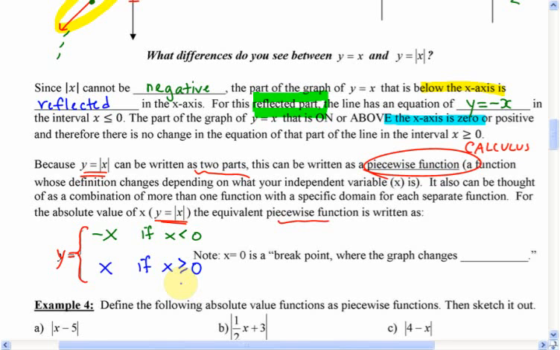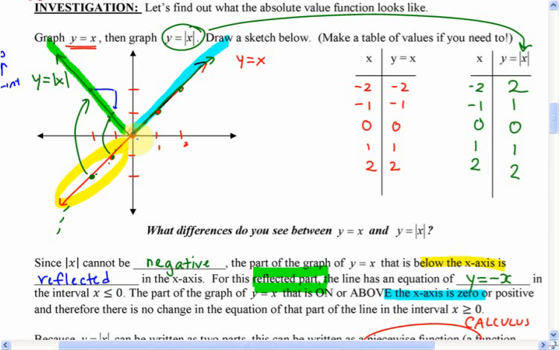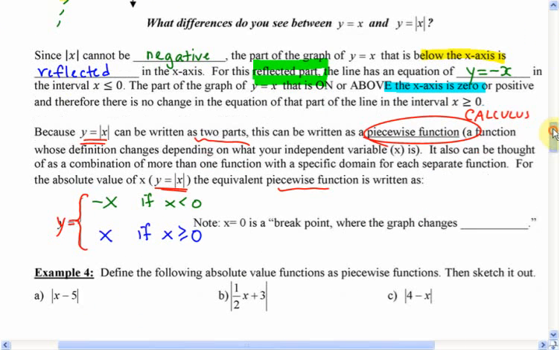Now, there's one more thing I want to show you in terms of terminology. You know this 0? This value of 0? That's where the actual graph changes its direction. I call it the breakpoint. This is Mr. Lee's speak, okay? Mr. Lee slang. That's if you want to be like me.